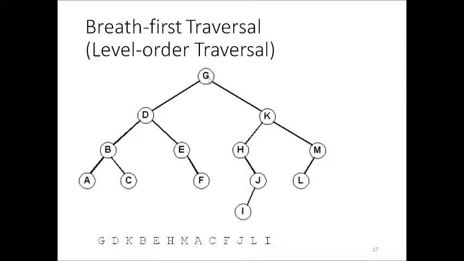We'll first visit level 0 node, which is node G, followed by level 1 nodes, which are node D and K from left to right, and then level 2 nodes B, E, H, M from left to right, followed by level 3 nodes A, C, F, J, L from left to right, and followed by the level 4 node, which is there's only one node I.